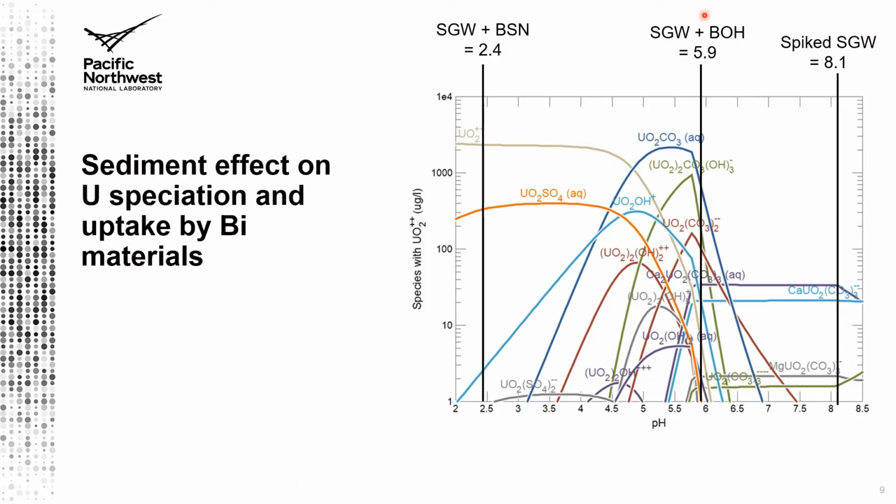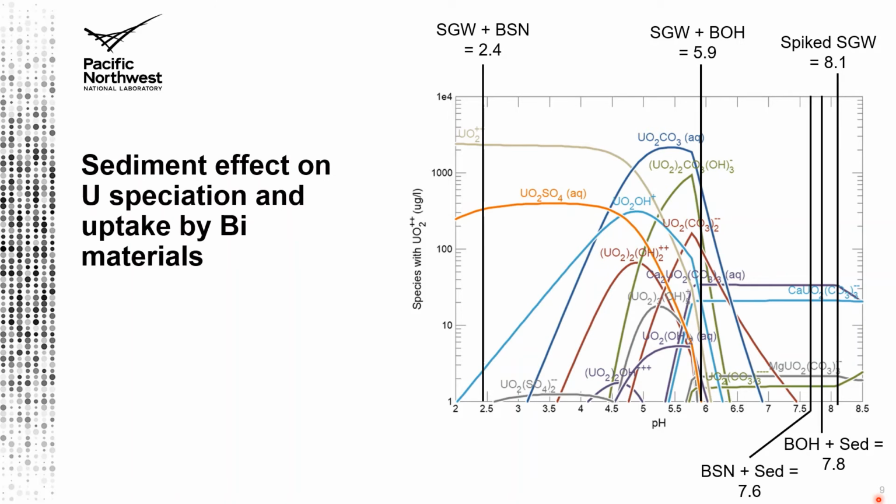With the BOH, the pH drops to 5.9. With the BSN, the pH will drop to about 2.4. When you add in the sediment, that pH with the BOH is going to stay around 7.8, and with the BSN is around 7.6. So you can see as we move through the pH in these different systems, the speciation of uranium changes quite a bit without that sediment present.